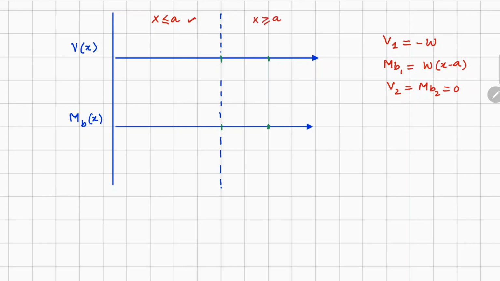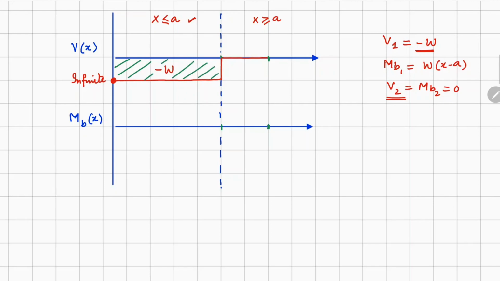So here we are going to plot V1 and MB1. Your V1 value is minus W, so this will become the constant line right here. Your V2 value is equal to 0, so in this segment we can plot a constant line of 0. So this is how your shear force is going to look. And remember, at x equals 0 we had undefined, so this is where your shear force is going to be infinite. So we can shade this region. This is how your shear force diagram looks for this beam.